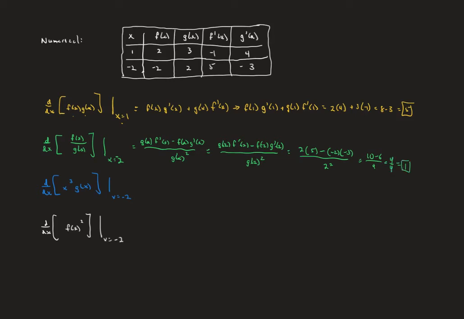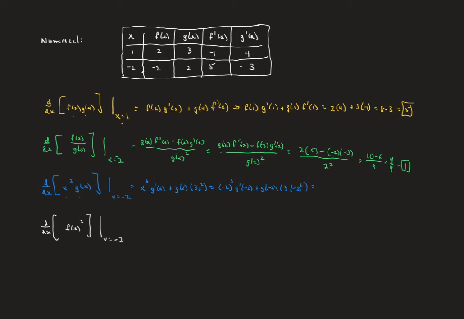Beautiful. Now here we have a product rule. So we are going to get the first, x cubed, times the derivative of the second, which is g prime of x, plus the second, g of x, times the derivative of the first, which is going to be 3x squared. We're going to evaluate this all at negative 2, so we're going to get negative 2 cubed times g prime of negative 2 plus g of negative 2 times, that's going to be 3 times negative 2 squared.